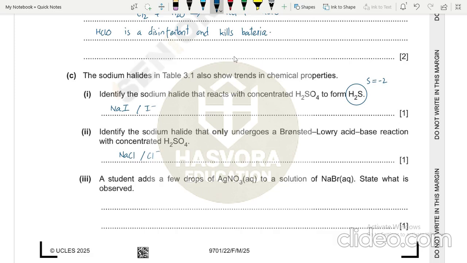Part 3 says a student adds a few drops of silver nitrate to the solution of NaBr. State what is observed. So a cream precipitate is observed.